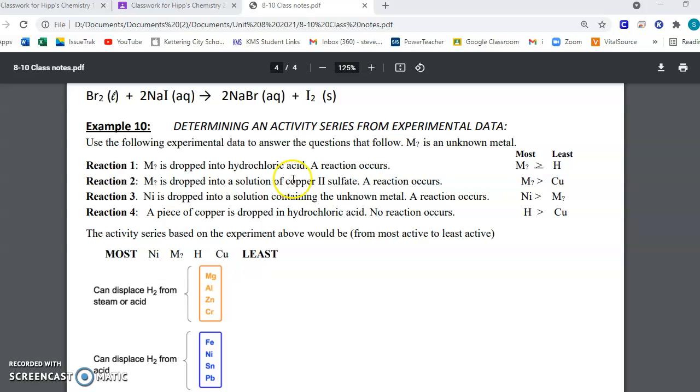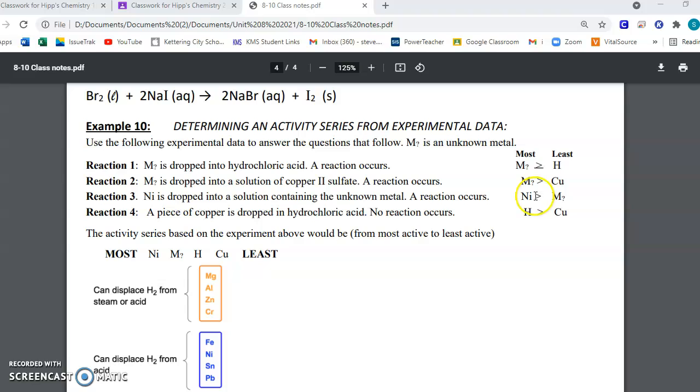Solution means it's aqueous. The salt's pulled apart. So this metal has replaced copper in the solution and copper would precipitate out. Nickel is then dropped in a solution containing the unknown metal and a reaction occurs. What do we know now? That nickel is more active than our unknown metal.